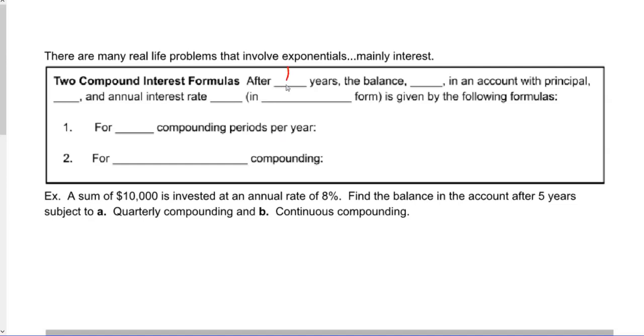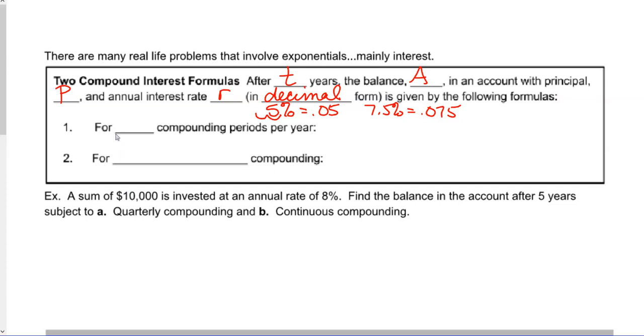Okay, so our investments, whatever. So after T years, the balance A, so the amount that is in our account, to end with the principal P, this is the money that we started with, and an annual interest rate of R, which will be a percentage, so like 5%, 8%, 7%. Remember that anytime you work with a percent, you must put it into the decimal form. Like if I have 5%, we have to move our decimal over 2 spots and get 0.05. 7.5% would equal 0.075 when I move my decimal 2 places over. So don't forget to do that. It's given by the following formula.